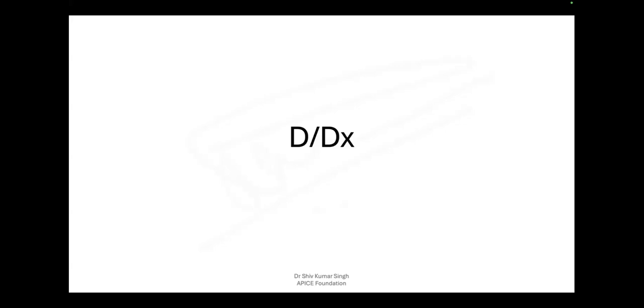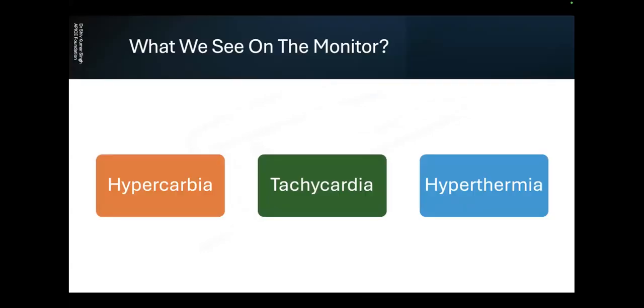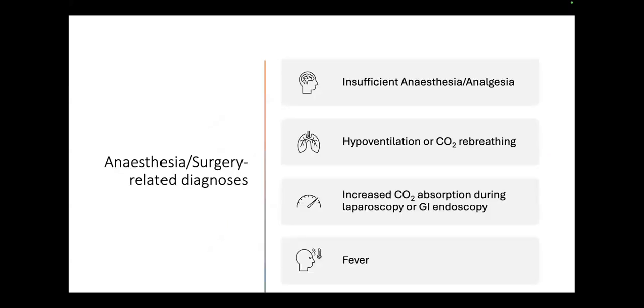So what is our differential diagnosis? What this patient is showing is that the monitoring demonstrates hypercarbia, tachycardia, and hyperthermia. Looking at these three features, we can think of anesthesia and surgery-related diagnoses. The first thing that comes to mind is: are we giving enough anesthesia and analgesia to this patient? You can look at whether you're ventilating the patient, or whether there is increased absorption because the surgery was laparoscopic, and sometimes there is pneumomediastinum or surgical emphysema where the CO2 will keep climbing.